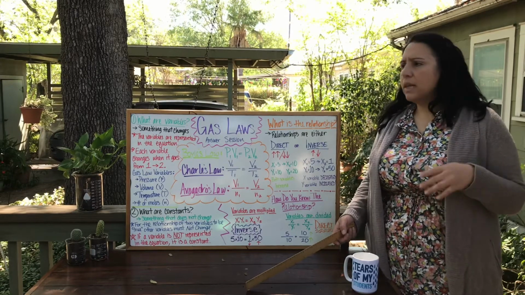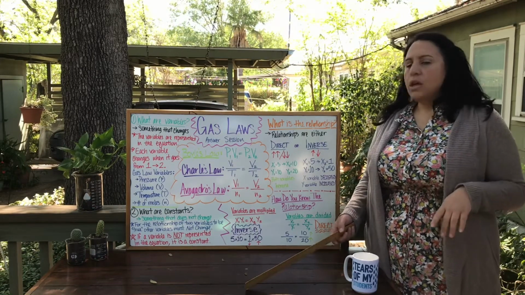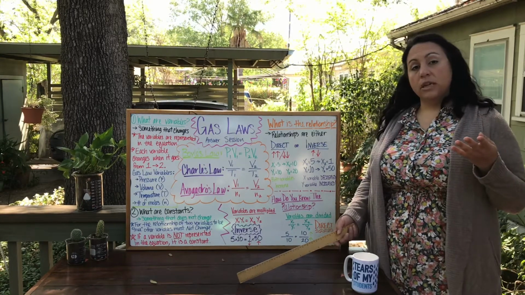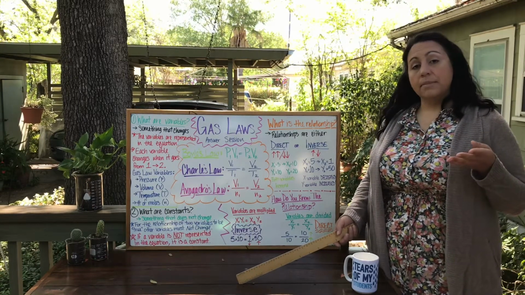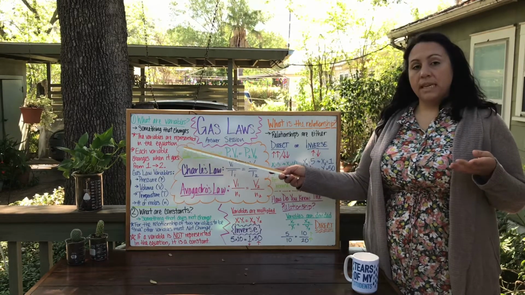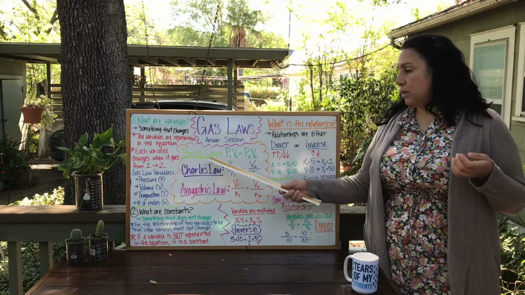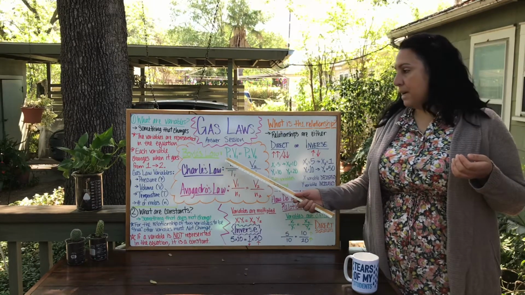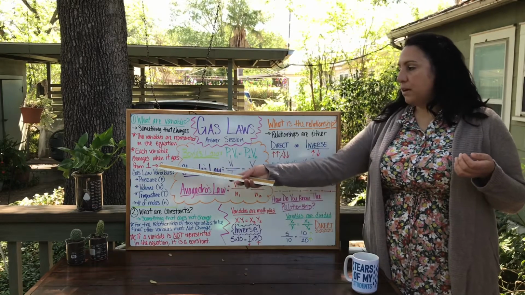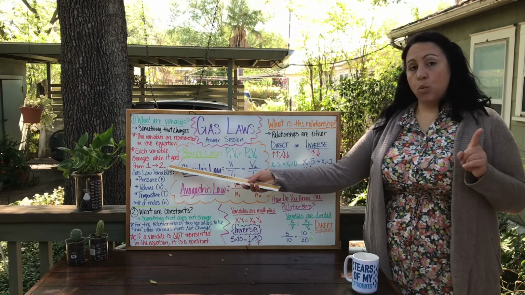So, let's go back to the beginning. What are the variables of each gas law? Well, to know this, you have to understand what a variable is. A variable is something that can change, okay? The variables are always represented in the equation. So if we go to Boyle's Law, the variables here are P and V, pressure and volume. Each variable changes when it goes from 1 to 2.